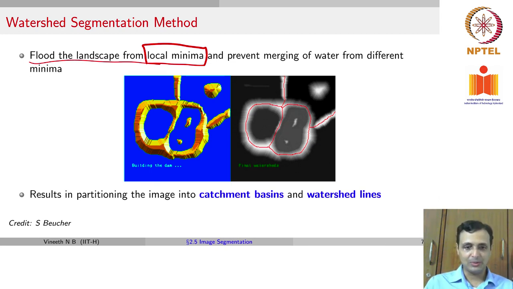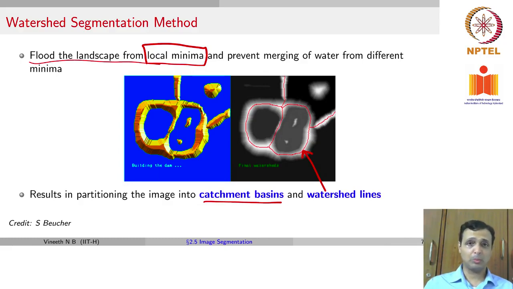Which means you would start with a local minimum and slowly keep expanding, which is equivalent to flooding here, until you get to a point which is reachable in the same number of pixels from another local minimum. So that's where the boundary between these two regions would lie. There's nothing very fancy about this other than what I just mentioned. So this process results in partitioning the image into catchment basins and the watershed lines.